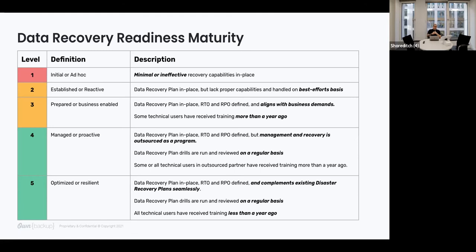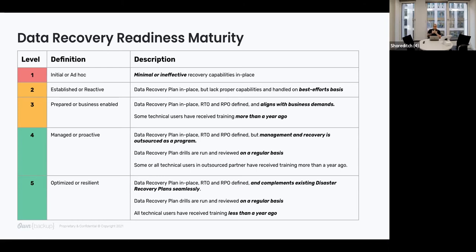And they may have large swaths of technical users that can help with this and help you get back on the road quite quickly. But their training might be more than a year ago. But even so, it's something I would always question at that level. But level 5 is kind of utopia, where everyone is fully trained. It was less than a year ago.